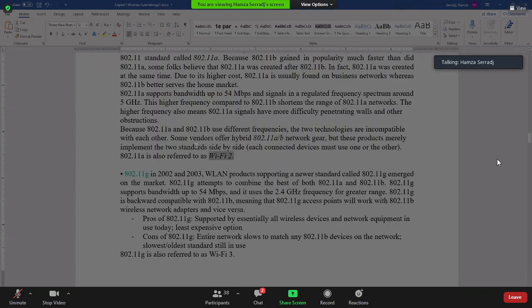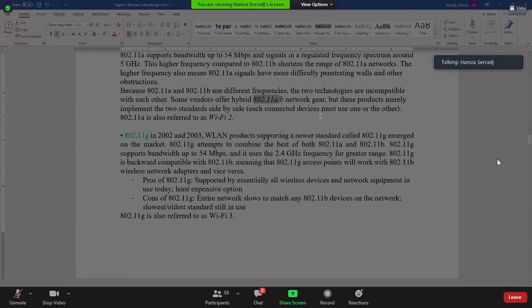Some vendors offered hybrids, right? We started to have hybrids afterwards, and of course we still use them nowadays. A/B network gear: instead of having one network card, you have two networks or two different antennas working in two different frequencies. But these products merely implement the two standards side by side. This is how they started doing this. So each connected device might use one or the other.